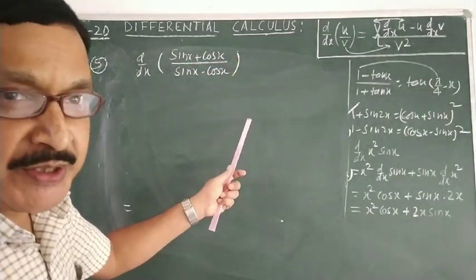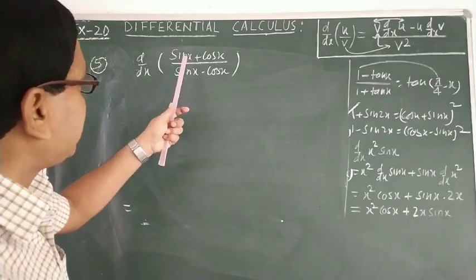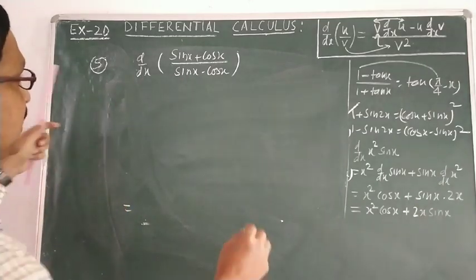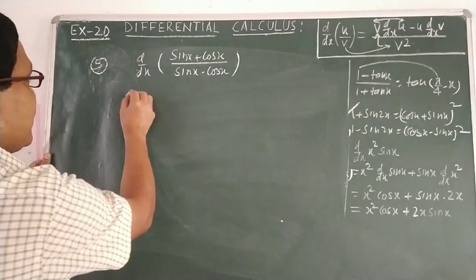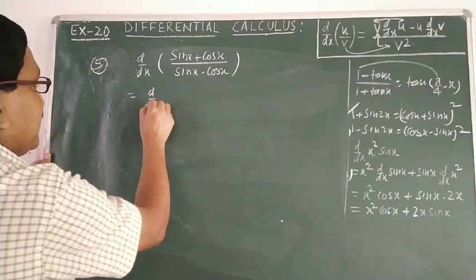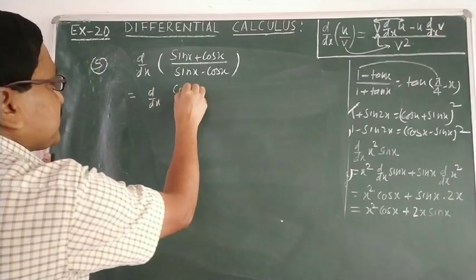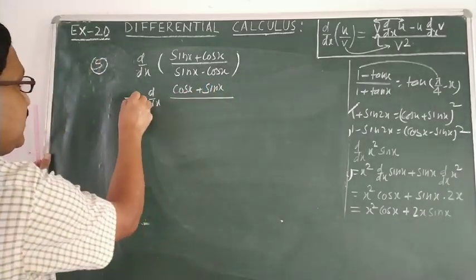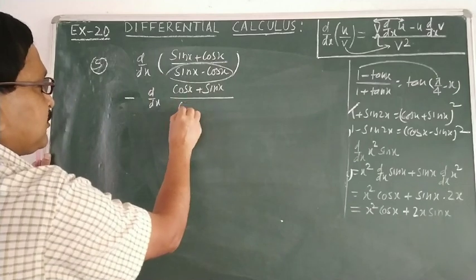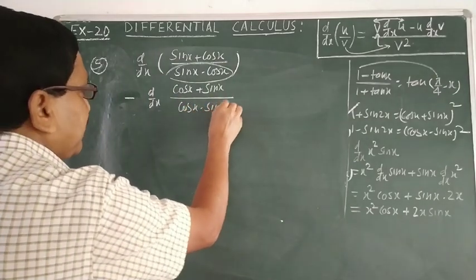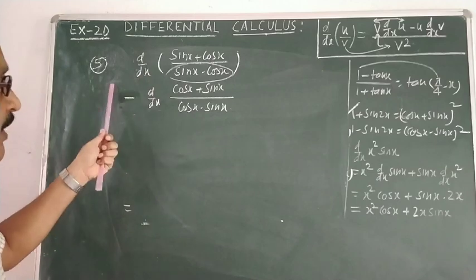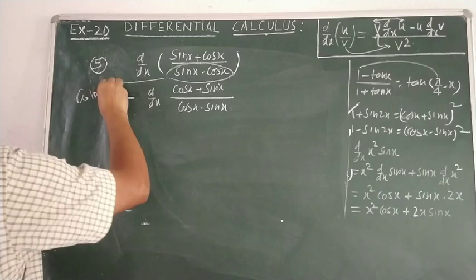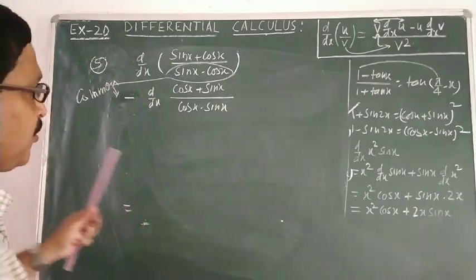Students, if you know trigonometry, I have suggested that dividing, this is sin x plus cos x over sin x minus cos x. So first of all take minus common, d by dx of (cos x plus sin x) over (cos x minus sin x). Why have I taken minus common from this? There is a reason behind taking minus common.